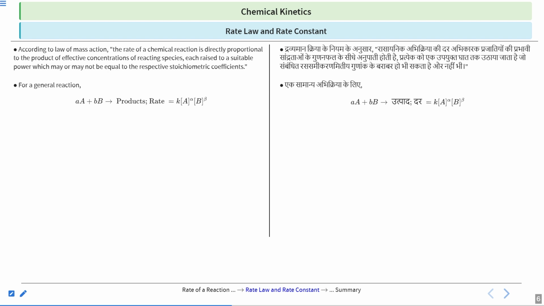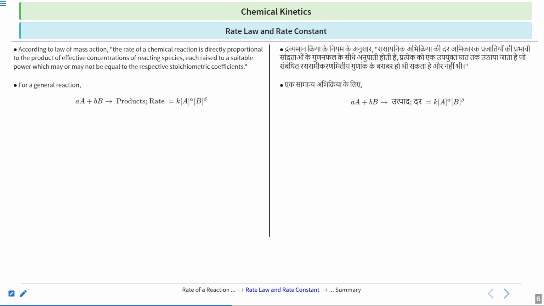Suppose we are taking a general reaction in which we are reacting reactant A with reactant B, and the reactant A has a coefficient equal to small a. So we are taking a variable, any variable you can take. You can write x also or small a also. Similarly for B, we have written it as small b, and when we react, these two give us our product. Clear? Now the rate can be written as, how?